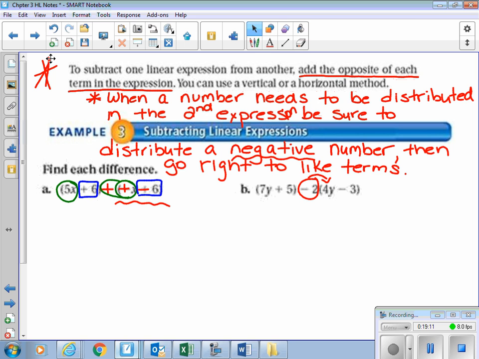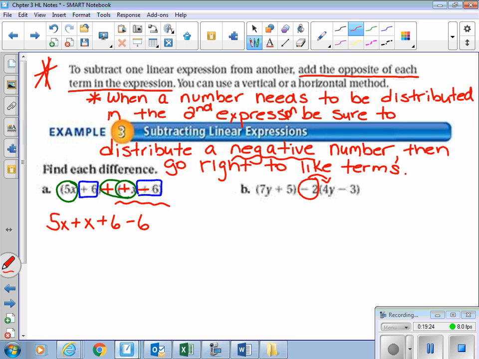I'm going to take those like terms and rewrite them across. 5x plus positive x can just be plus x. We have plus 6 and minus 6. 5x plus x, 5x plus 1x would give me 6x. Positive 6 minus 6 takes me to 0. Remember, when we're adding 0 to anything, we're just left with 6x.